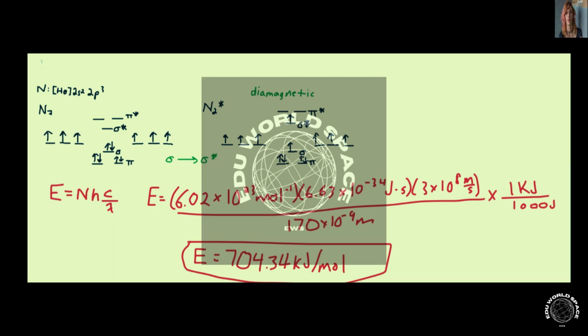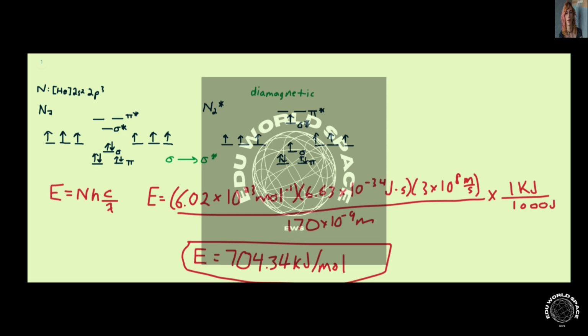Now, part E. Is the NN bonding in the first excited state stronger or weaker than in the ground state? So let's look. In the ground state, we have electrons filling our sigma above our pi orbitals, so we have a triple bond. Now, in our excited state, we have electrons in our pi orbitals, and we have one electron in our sigma orbital and one electron in our anti-sigma orbital.